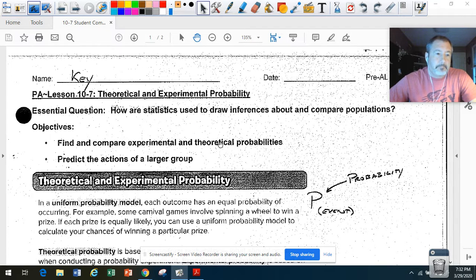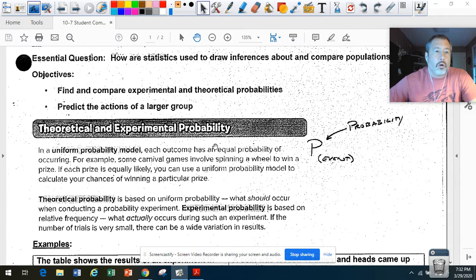It says, in a uniform probability model, each outcome has an equal probability of occurring, which means everybody has the exact same chance. For example, some carnival games involve a spinning wheel to win a prize. If each prize is equally likely, you can use a uniform probability model to calculate your chances to win a particular prize. So think about this.